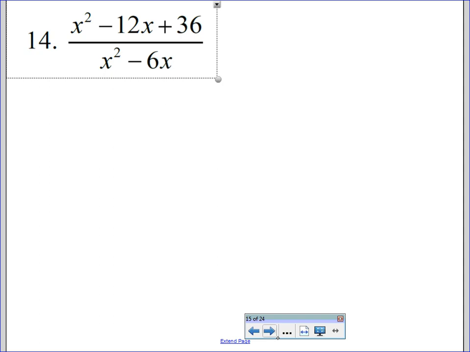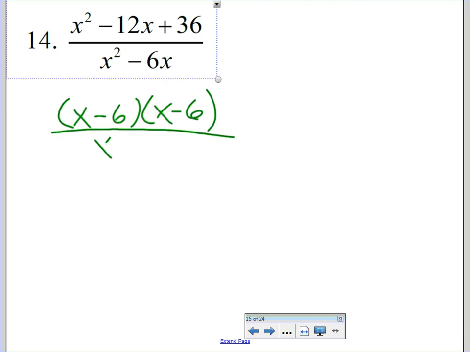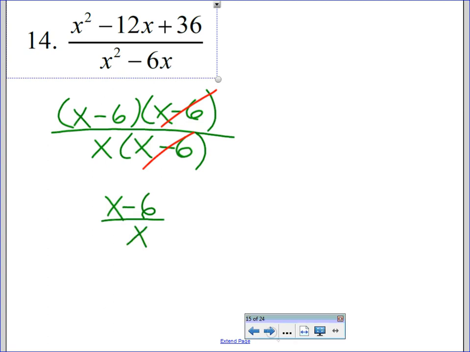Here we're going to have to reduce this fraction, so the top is going to be x minus 6 times x minus 6. The bottom I can factor out an x. The x minus 6 cancels, and we'll be left with x minus 6 over x.